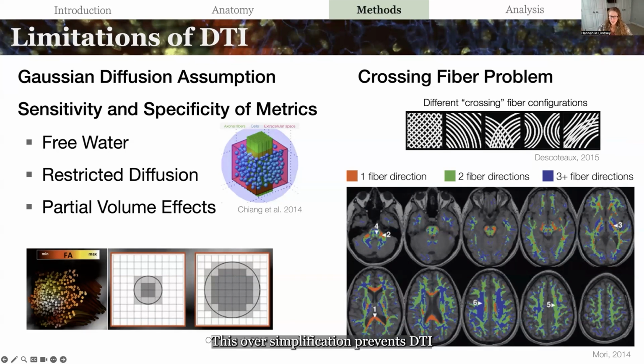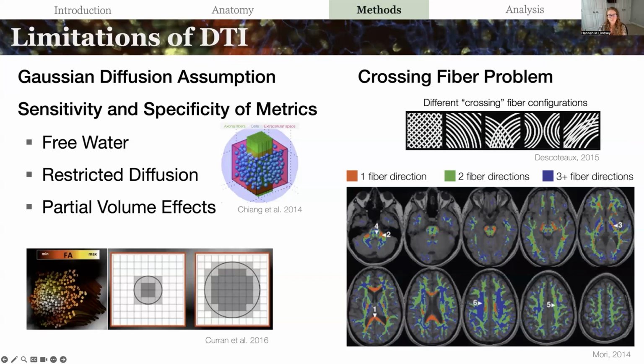This oversimplification prevents DTI from accurately modeling restricted diffusion, and as a result, it can't isolate or quantify critical microstructural properties like axonal density or fiber organization. This limitation leads to the loss of that critical information of the underlying tissue microstructure. And this is particularly true in areas with crossing fibers or complex configurations, which I'll talk more about in a minute.